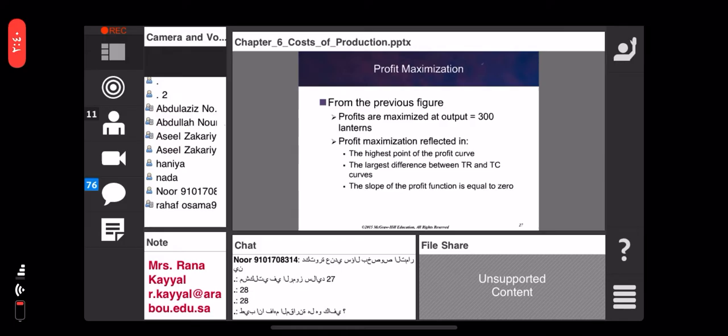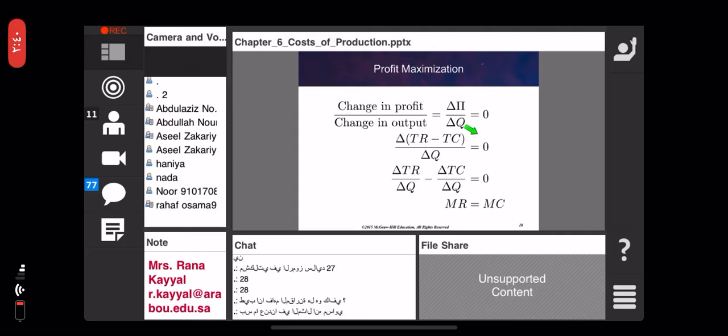Plus, okay, why did he mention it? In the previous slide, slide 27, he said the slope of the profit function is equal to zero. هذه maximizing point. What I mean by that is the marginal profit اللي هي هون. This is the change of y over change of x. But that's why he's saying, when the slope of the profit is equal to zero, this is the maximum profit. Which is another word for marginal revenue equal marginal cost. This is the point maximizing profit.